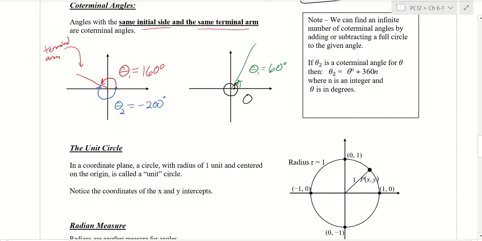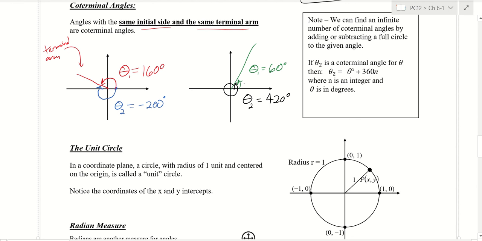So there, we'll call this theta 2. This is really just our original angle, 60 degrees, plus a full revolution of 360. So what should that be? 360 plus 60, that should be 420 degrees. There you go. So theta 1 and theta 2 are coterminal angles because they end on the same terminal arm.